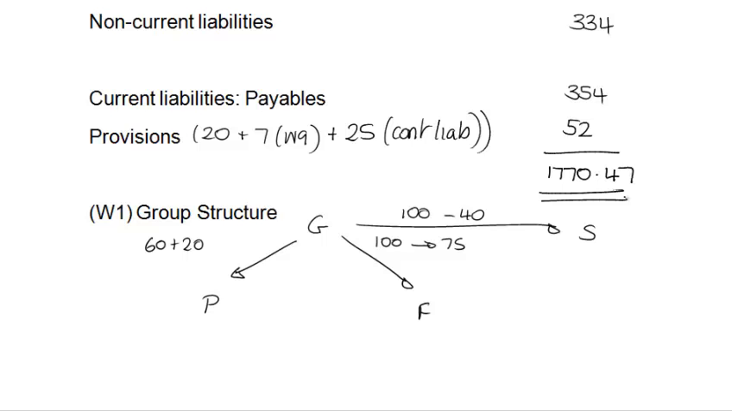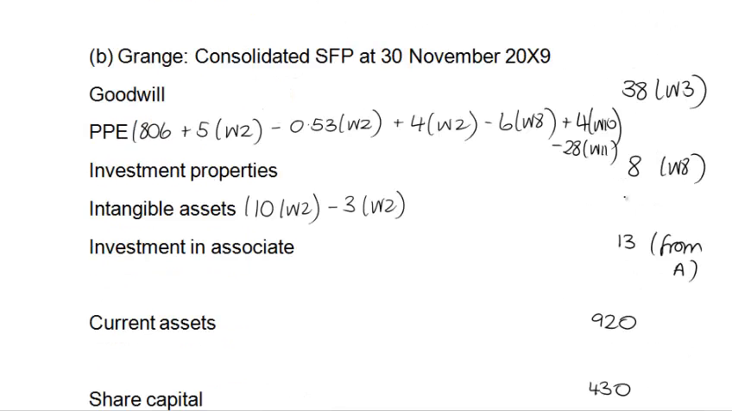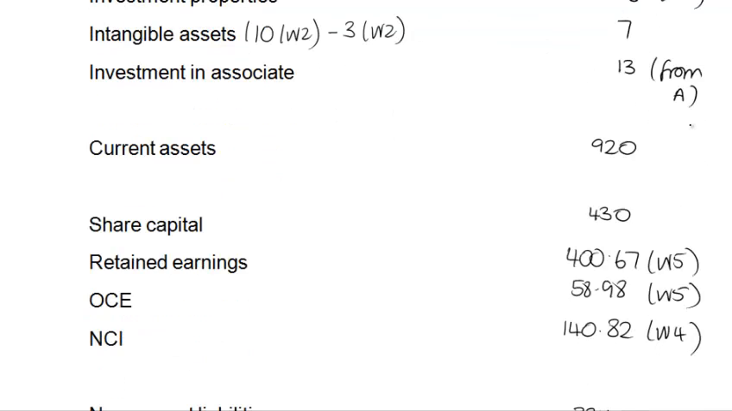Let's turn our attention to the assets. So intangible assets, we've got a figure of 7. We've got our investment in the associate, PPE, a grand total of 784.47. Add all of those up, 1770.47. And as Bruce Willis would say in Die Hard, yippee-ki-yay.